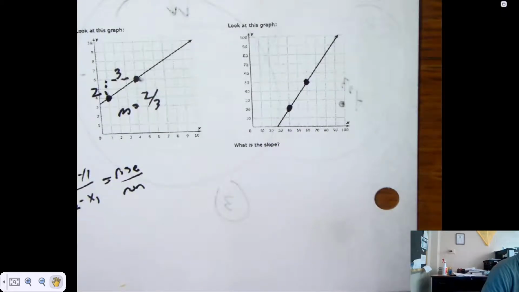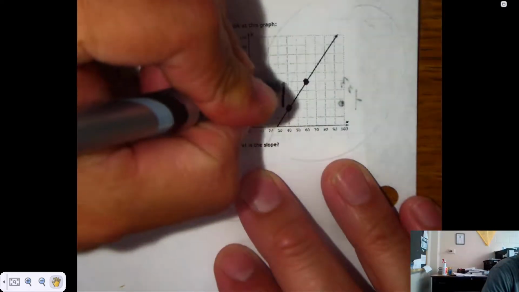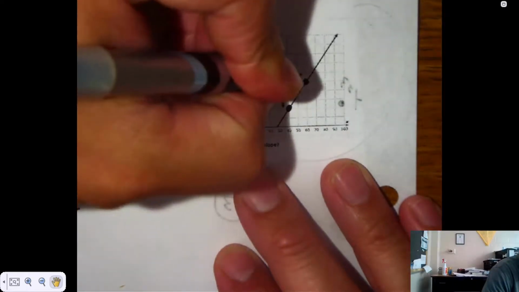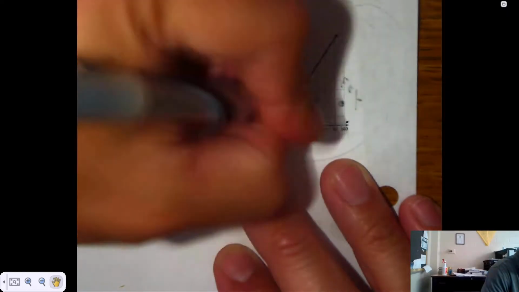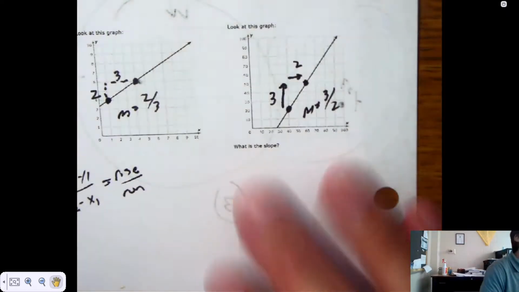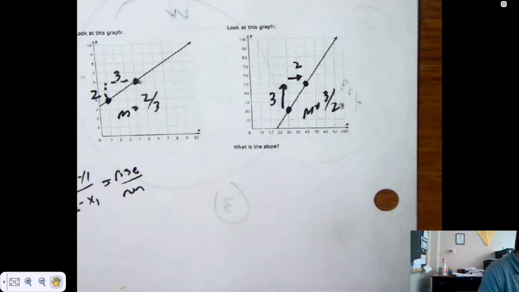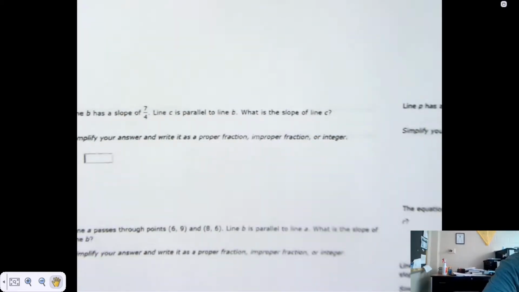So what's your slope on this guy? What do you go up, kids? What do you go over? There you go. There's your slope. 3/2. You guys better get through this lesson really quick.